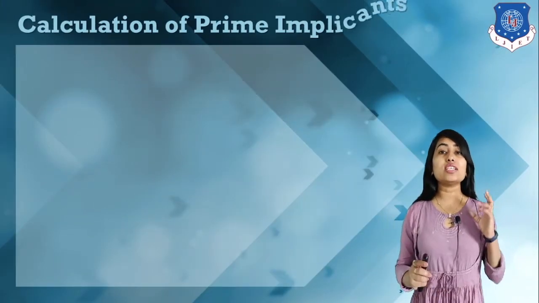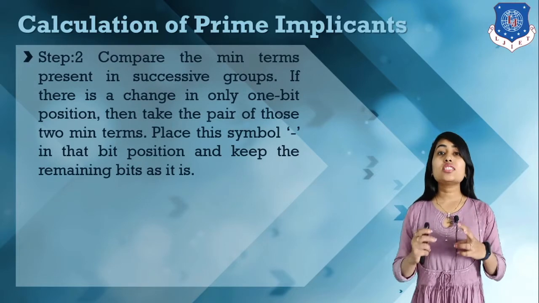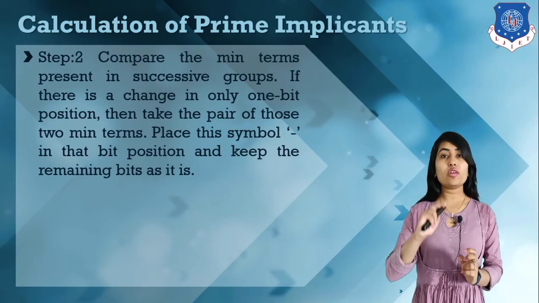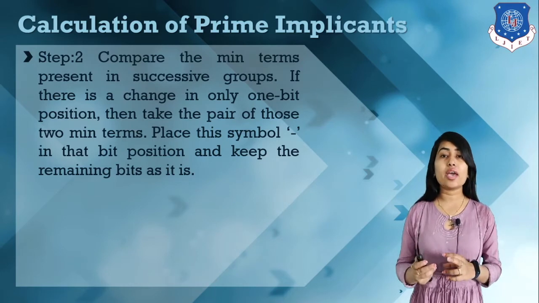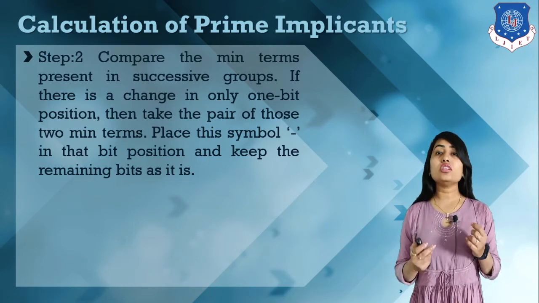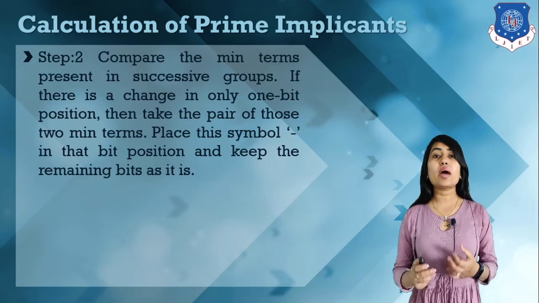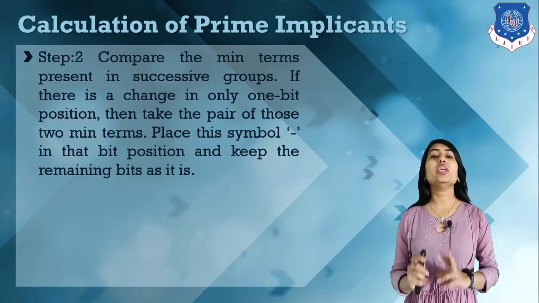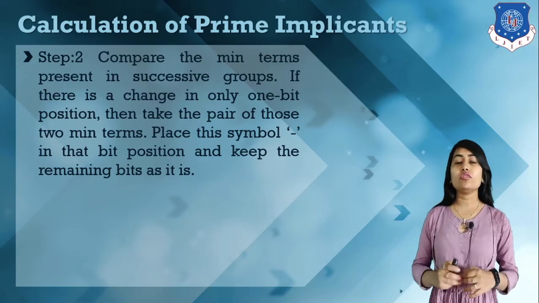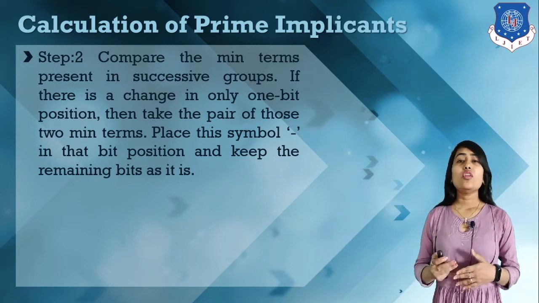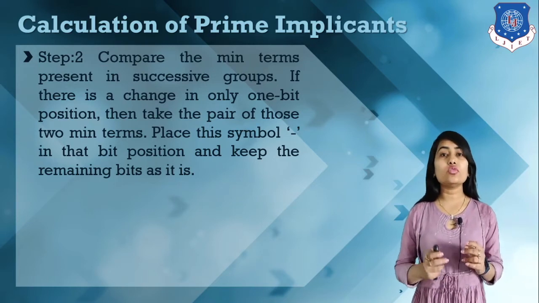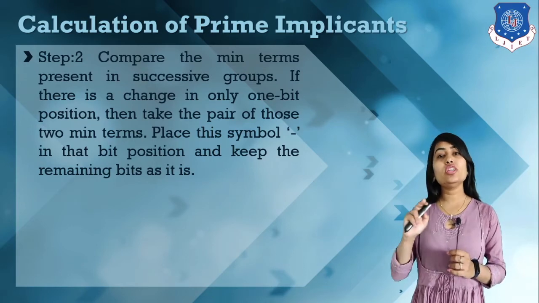Then step 2: combine those successive group terms. We have to compare the successive group terms and combine those in which the min terms differ by only one bit. We have to combine those terms, and wherever we have this one bit difference, we put a dash over here.